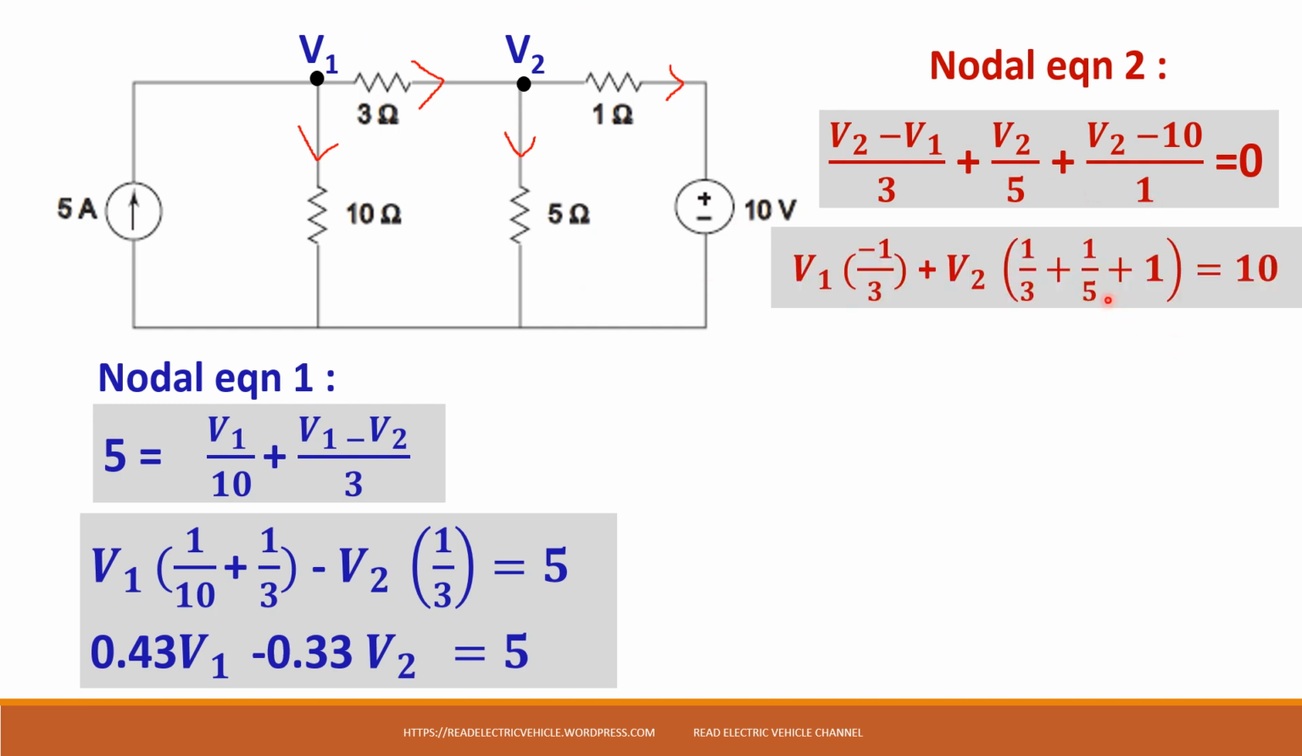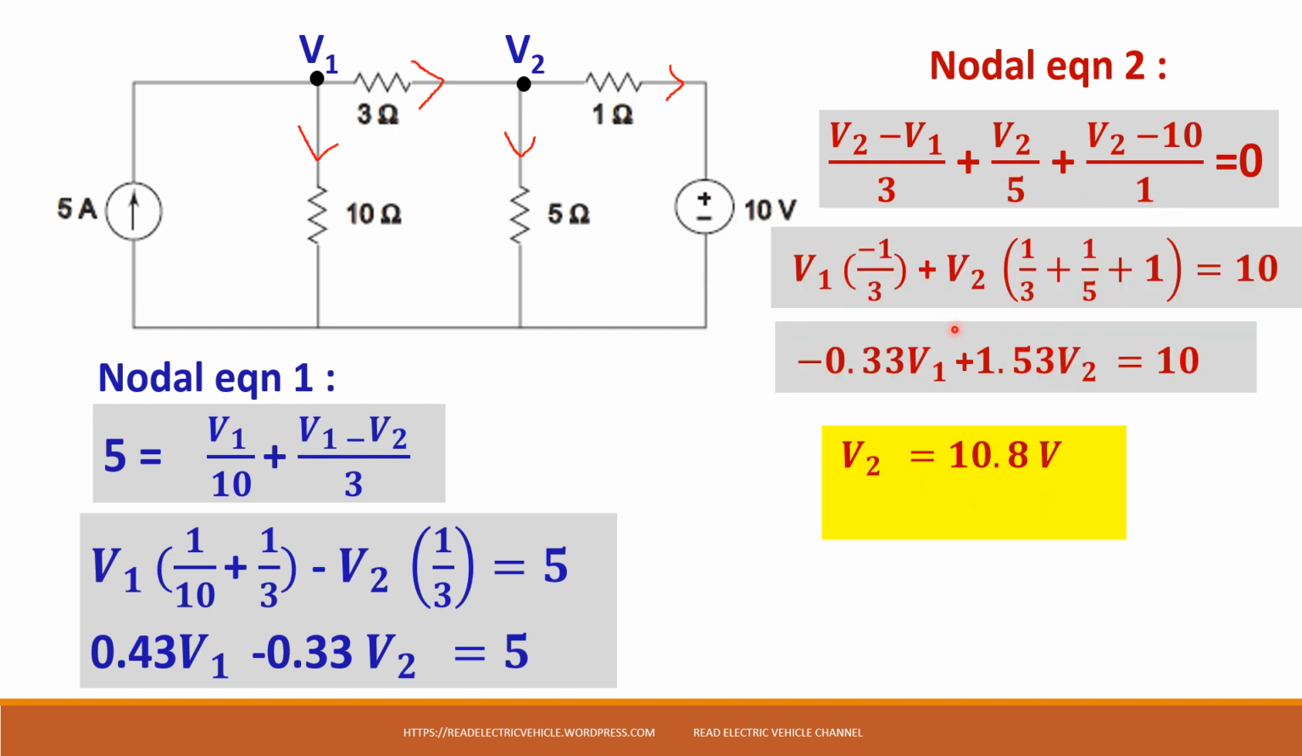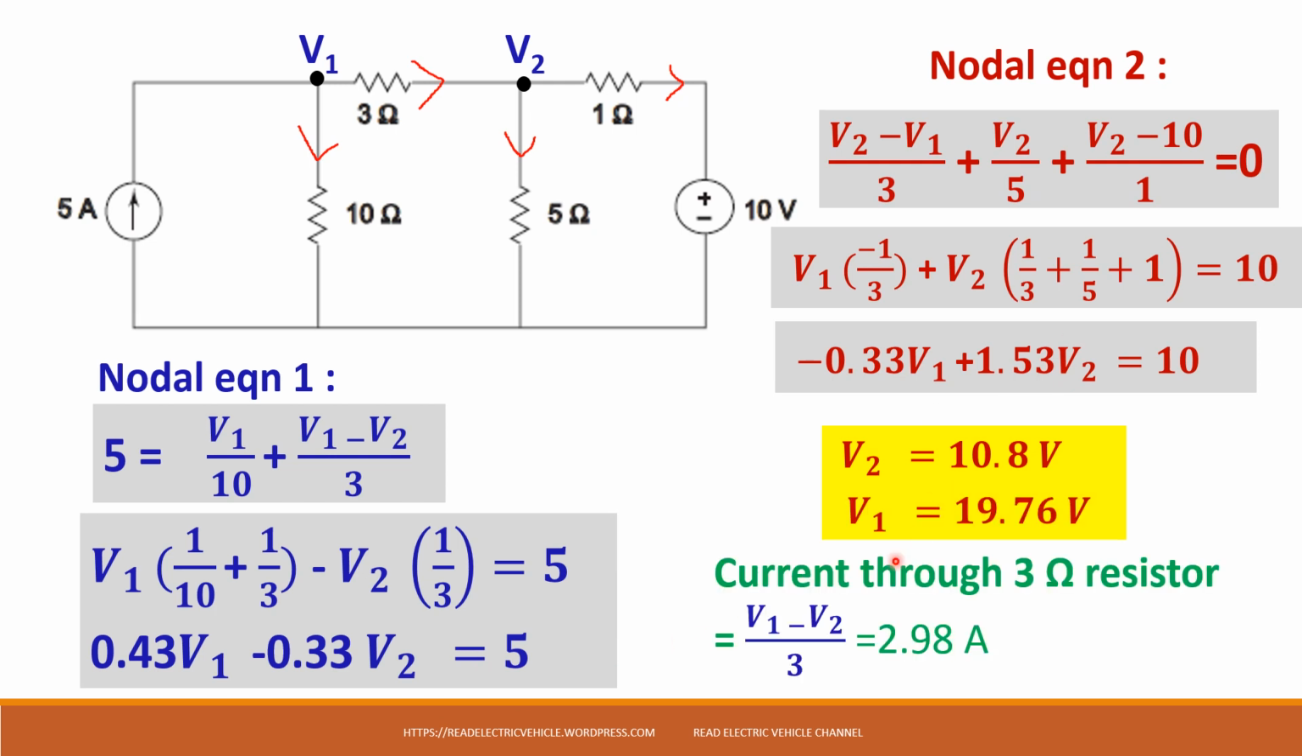And you solve this equation. So you got two equations. You solve those two equations and you will get the voltages. So the current through the 3 ohm resistor is (V1 minus V2) by 3, that is equal to 2.98 amps. It flows in this direction like this. So our assumed current direction is correct. That's it.